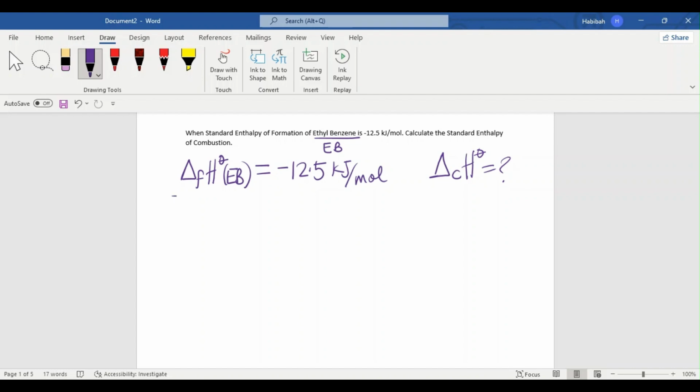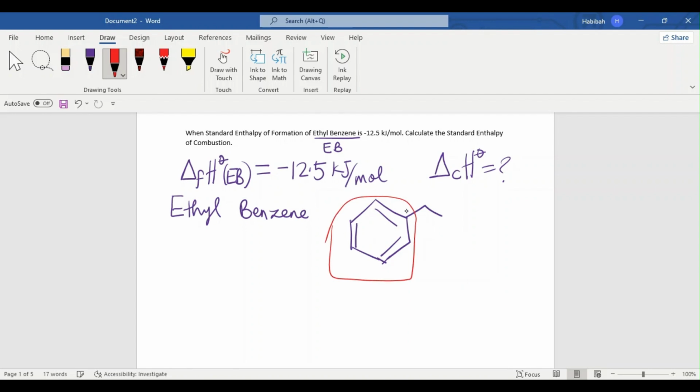Ethylbenzene has a structure that, even though it's not exactly what we need in this question, will help you anytime you're not given the actual structure or molecular formula. If you're not given the molecular formula, you can draw out the structure to determine it. So this is ethylbenzene. You have the benzene group right here, and then you have the ethyl group right here.